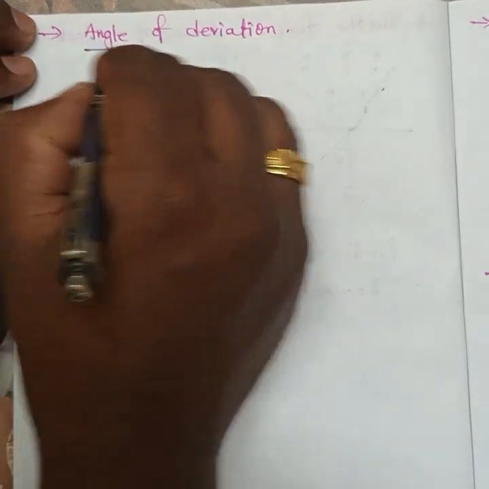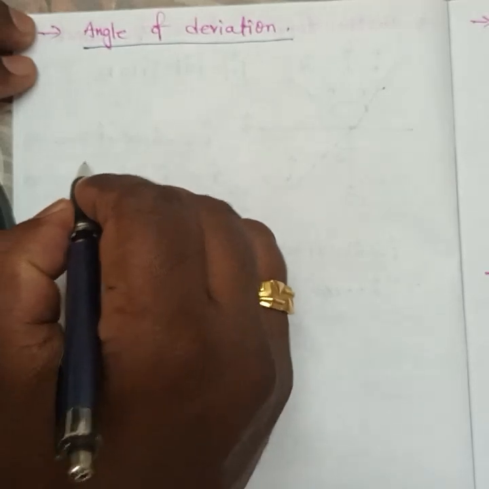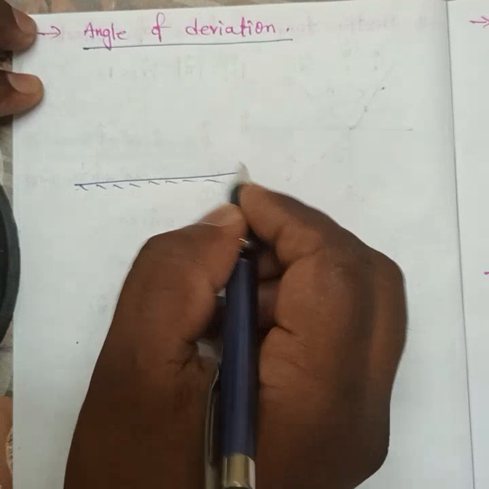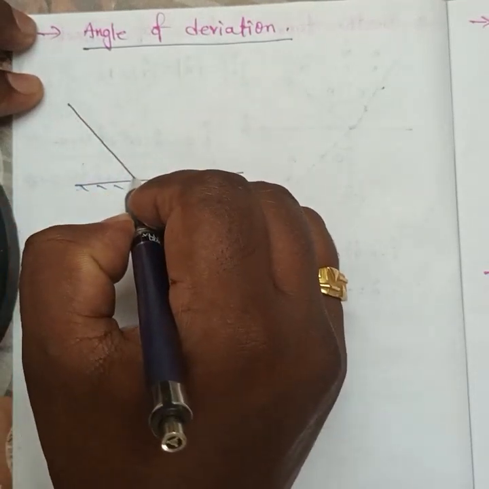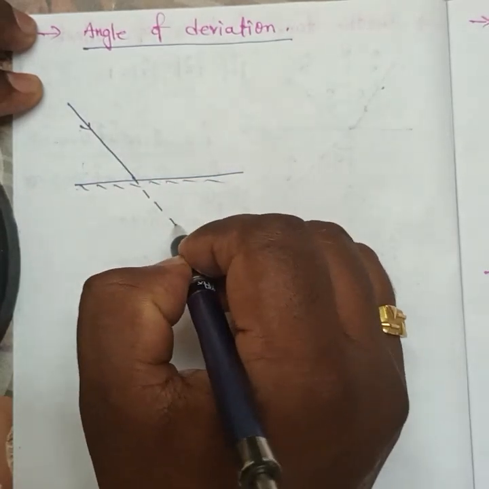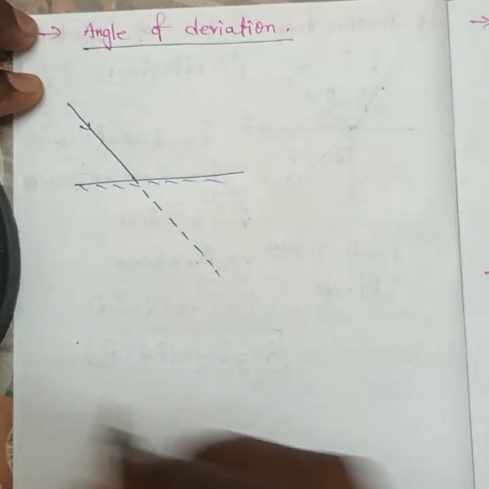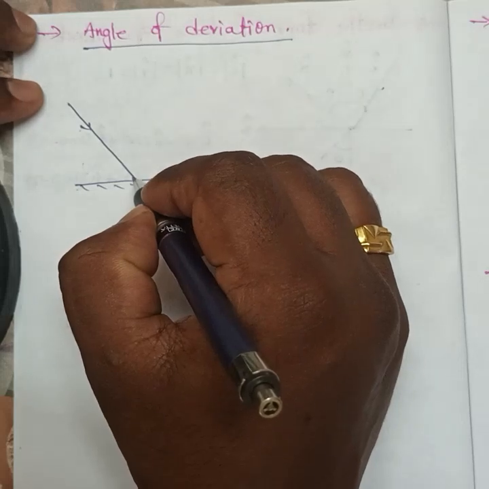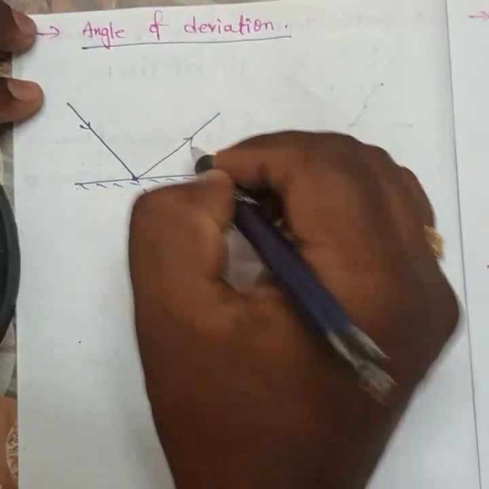Next, angle of deviation. To understand this one, take a plane surface, and light will be incident on this plane surface like this. If there is no surface, the light ray would travel in a straight line path, there is no doubt. It would move along this path. Because of the presence of the surface, the light ray is reflected back into the same medium, causing a reflection.